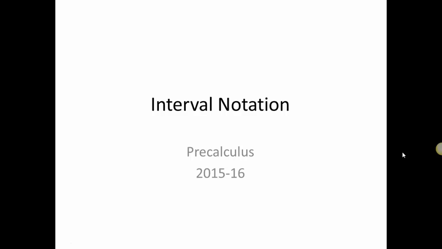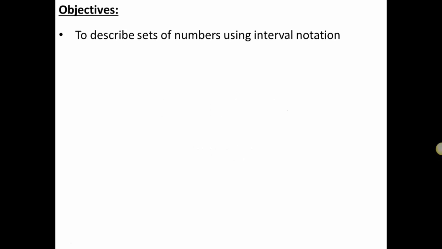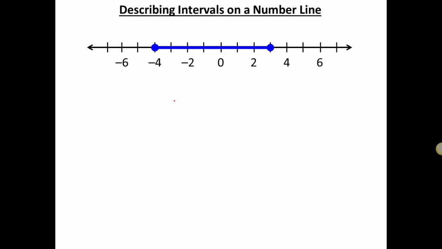Let's talk about interval notation. In this lesson, we're going to learn how to describe sets of numbers using interval notation. Now, it's all well and good when you have one solution to a problem. Like if the solution is x equals -4, we simply say x equals -4. Or even if there's a handful of solutions, if it's -4 and it's 1 and it's 3, okay, we can just list out the solutions.